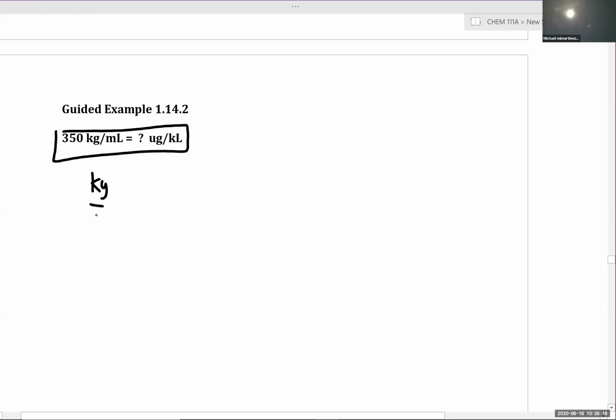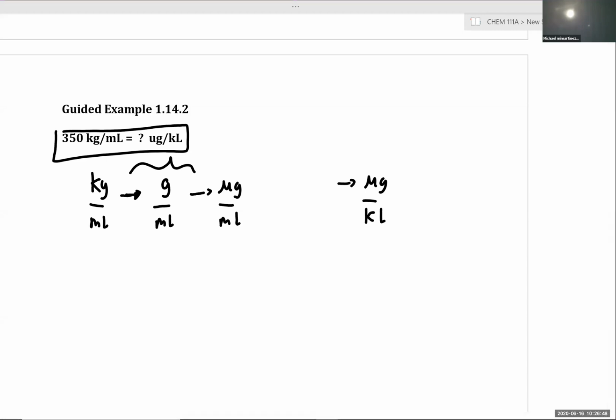So starting off, I write my unit conversion scheme. I'm going to do this one step at a time, and I'm going to start with my top set of units. So I'm going to go from kilograms to the base unit of gram. And then once I'm in my base unit, I can go to my new prefix unit of microgram. Okay, so we've done the conversion of our first prefix unit in our scheme. Next, we're going to convert 1 over milliliter to 1 over liter, so microgram per liter. And finally, once we've converted to our base unit, we can go to our second prefix unit.